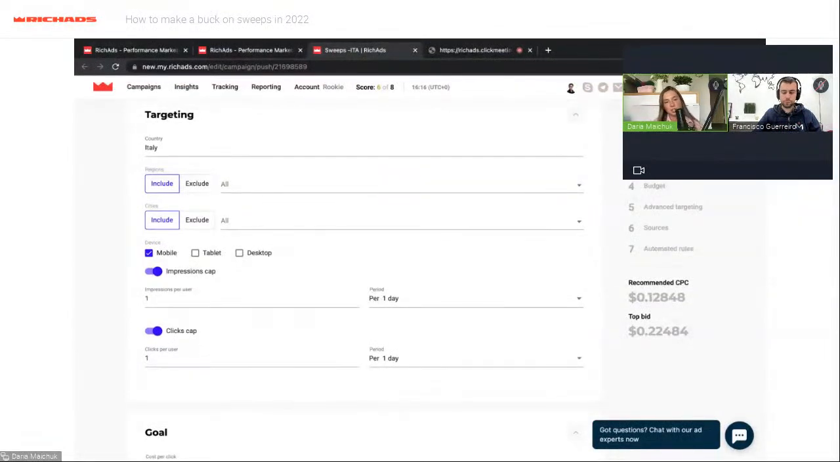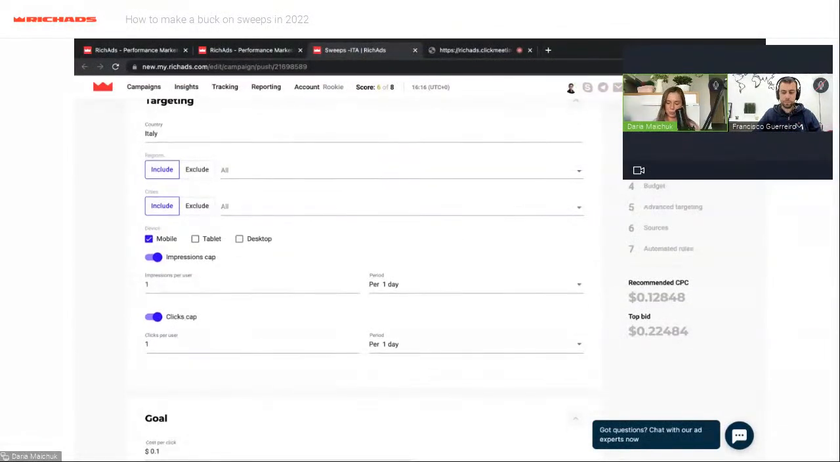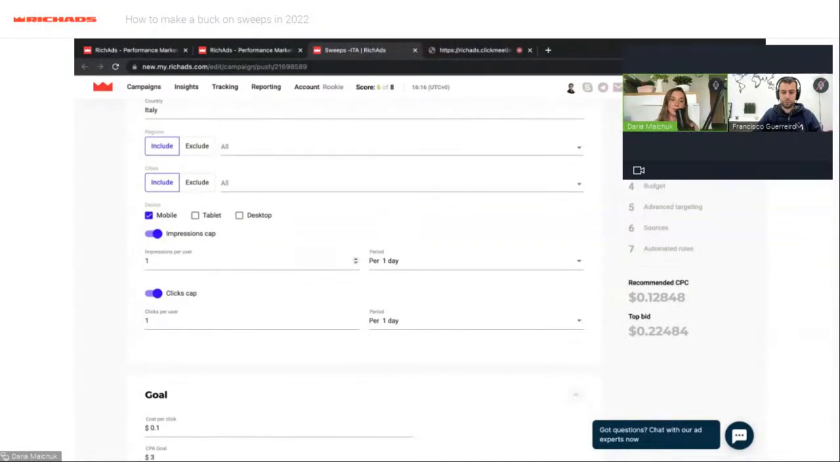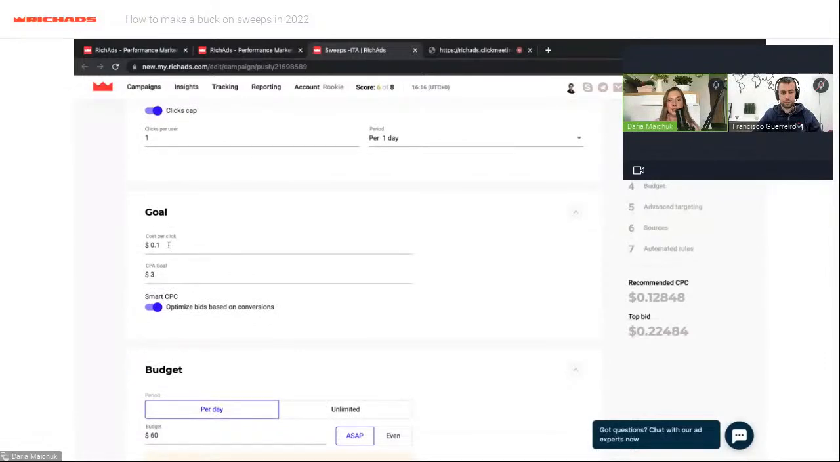Impression cap and clicks cap. I usually use one impression and one click per one day because with these settings you will have more unique users and it will be really good, and you will not spend your money on the users that saw your creatives before. Goal: cost per click.